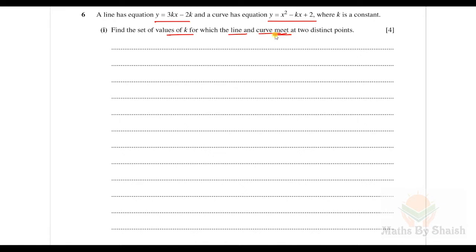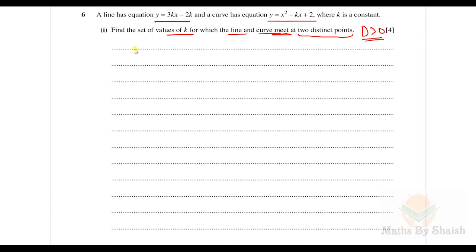So whenever two curves or two lines are meeting, it means we are going to equate them. We equate both the equations to get the intersection points. There's another condition: they meet at two distinct points. So if we equate them and get a quadratic equation, then we'll find the discriminant, and find the value of k for which the discriminant is greater than 0, because we know that when the discriminant is greater than 0, only then are the solutions of the quadratic equation two distinct real values.